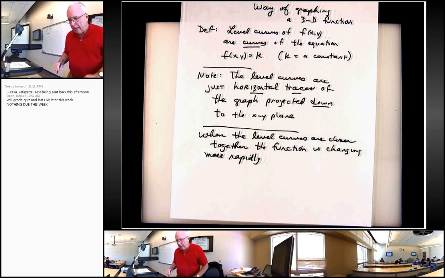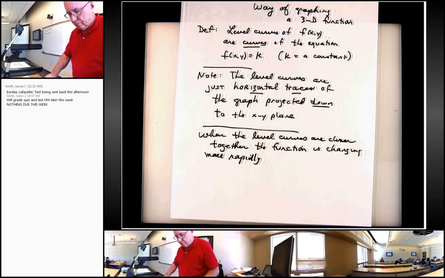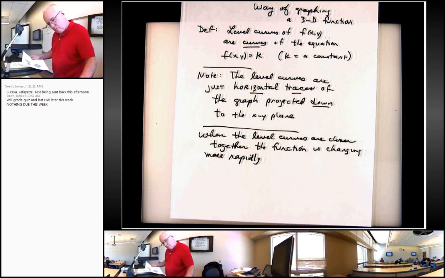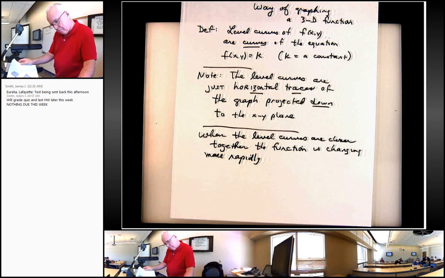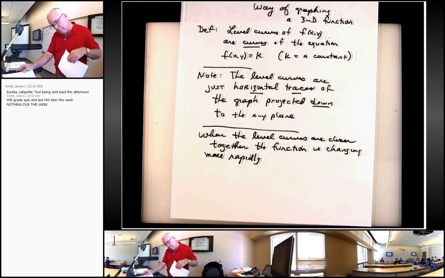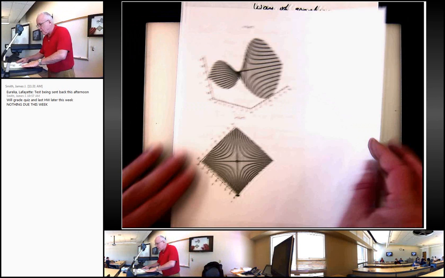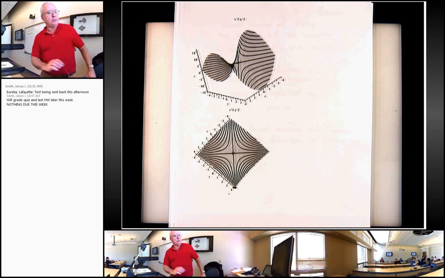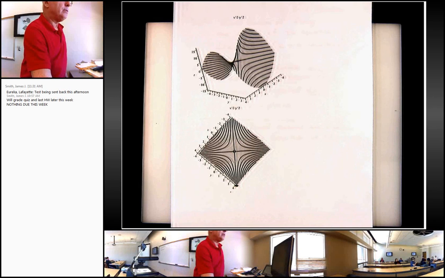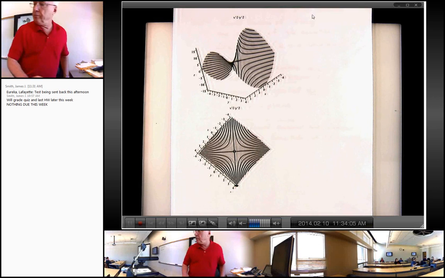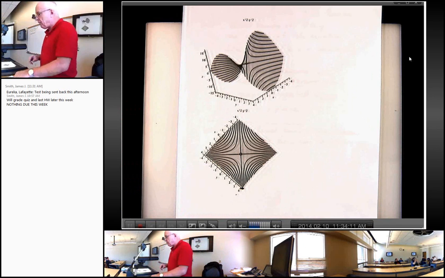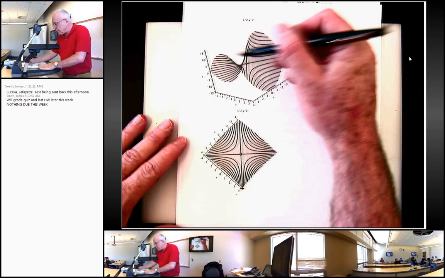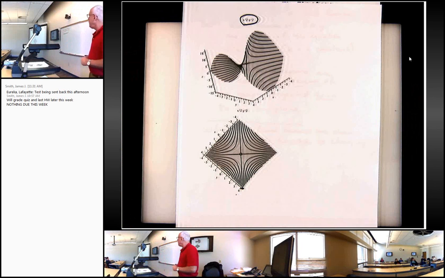Let's look at this one here. The bottom one is the level curve, everything flattened down. The top one is our function. The function here is x squared minus y squared.